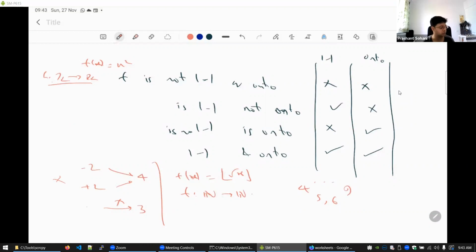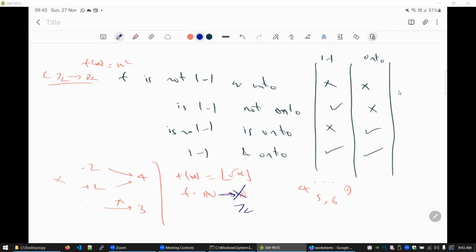So, just to make this function not onto, what you can do is change the RHS to a slightly larger set, such as all integers. Now this is guaranteed to be not onto, right? Because this answer will never be negative, since this is the radical of x. Radical means we always take the positive square root. Yes, so this is a valid function.